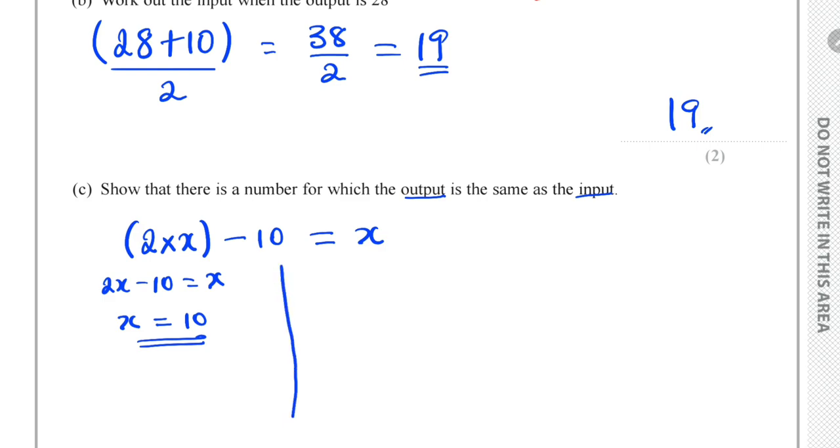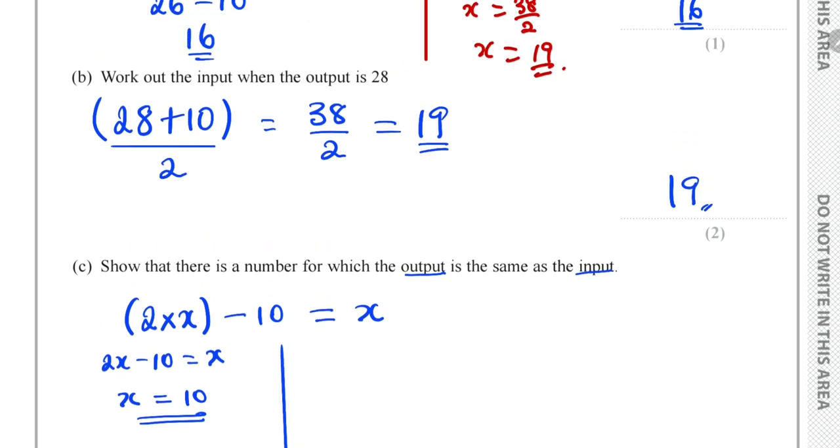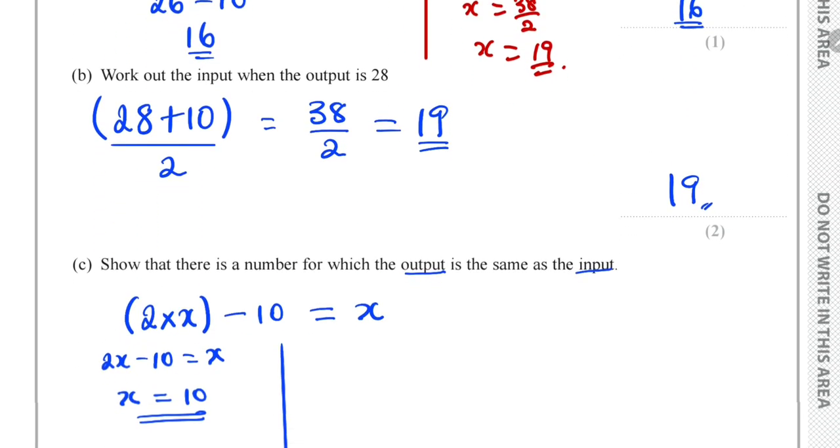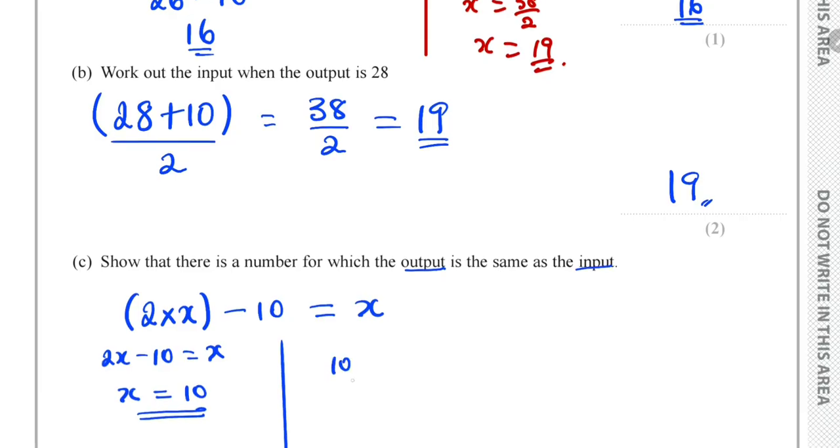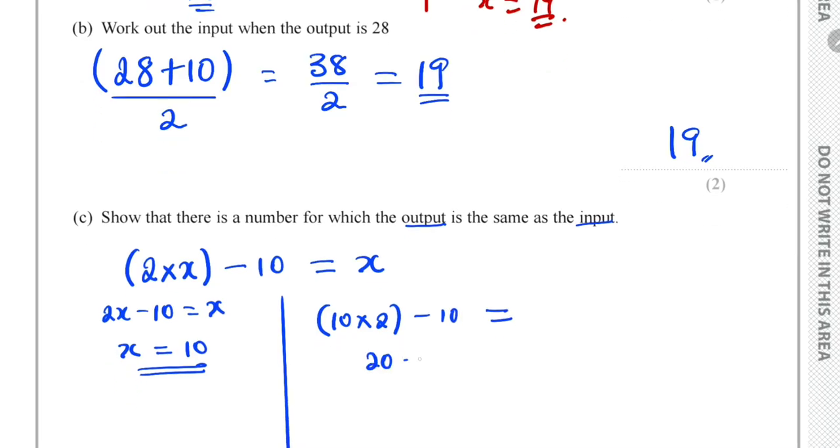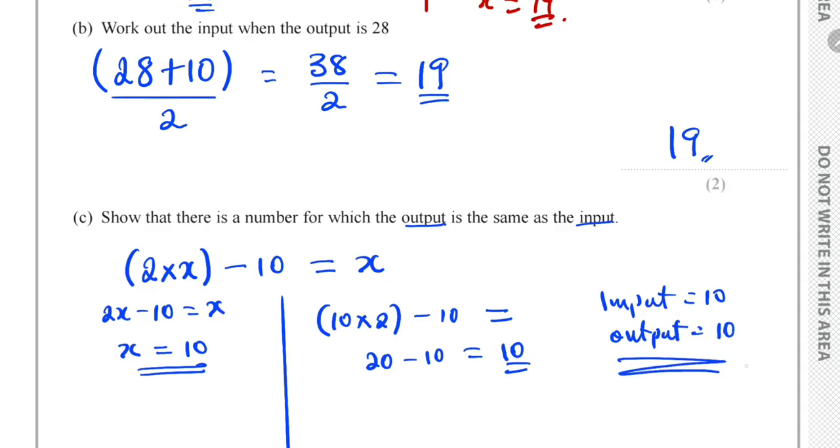So you can actually show it if you wish that when you have 10, that is the input is 10, times 2, then minus 10, your answer at the end of the day is going to be 20 minus 10, which is equals to 10. So if you check in this case, the input is 10 and the output is equals to 10. It's actually very easy too, right? Good. So let's move to the next question.